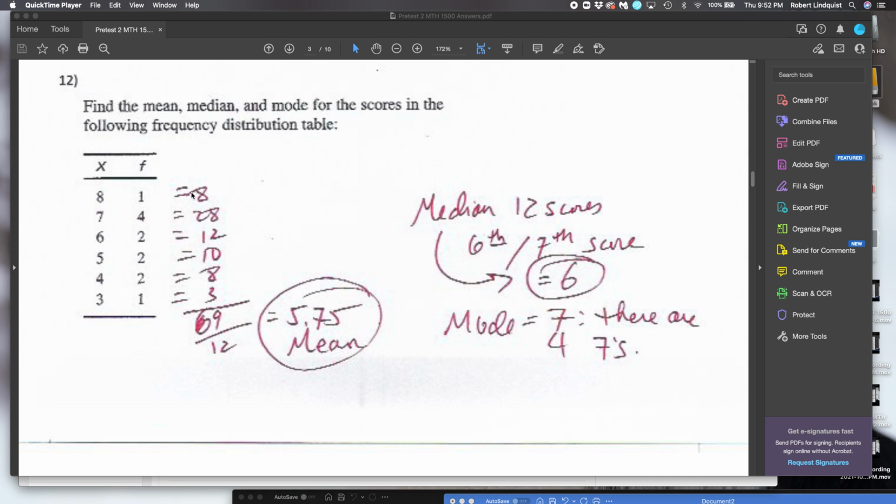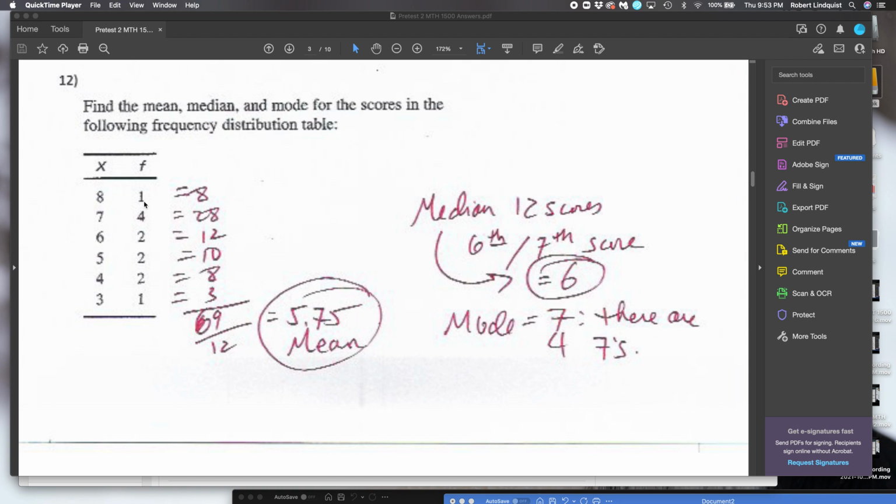As far as the mean goes, I just do the x value times the frequency. 8 times 1 is 8, 7 times 4 is 28, 6 times 2 is 12. I mean, I could list 8, 7, 7, 7, 7, 6, 6, 5, 5, 4, 4, 3. But just by multiplying them, it's a quicker way to add them up. And if I do 69 divided by 12, which is what I get when I add them up, I get 5.75. So that's the mean. Total of them divided by how many there are.